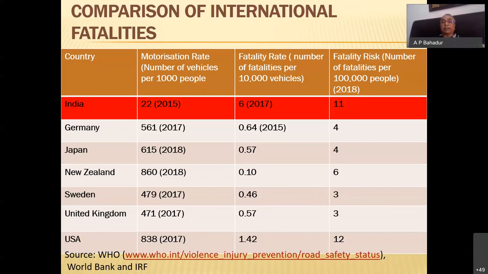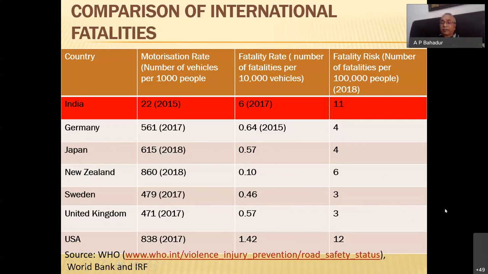Whereas the fatality rate per 100,000 vehicles, as you can see here, in New Zealand is 0.1, whereas here we have 6. Similarly, fatality rates in terms of people also, despite our such a large population: in New Zealand it is 6, in Germany and Japan it is 4, whereas in India it is 11.